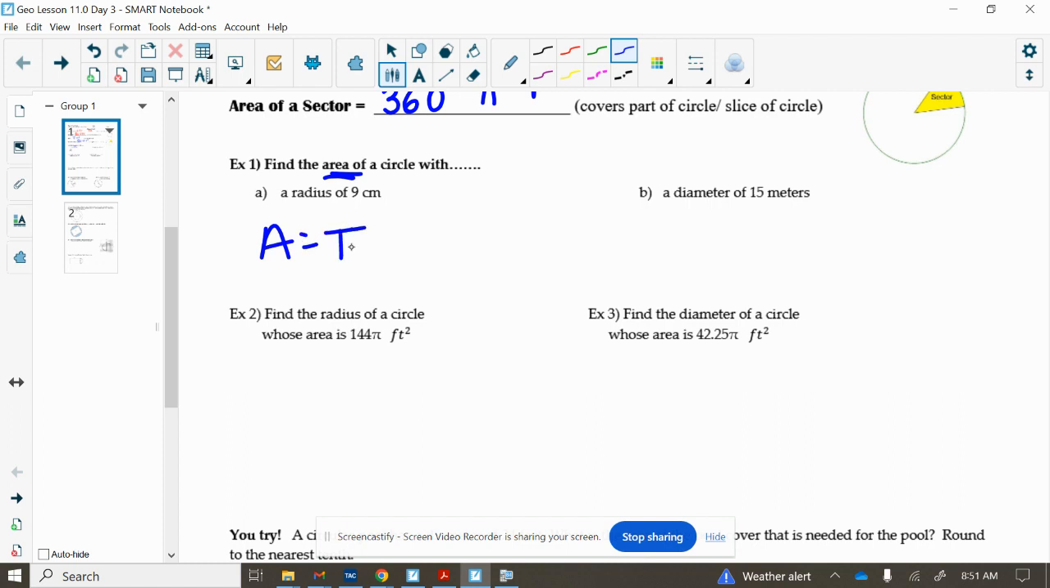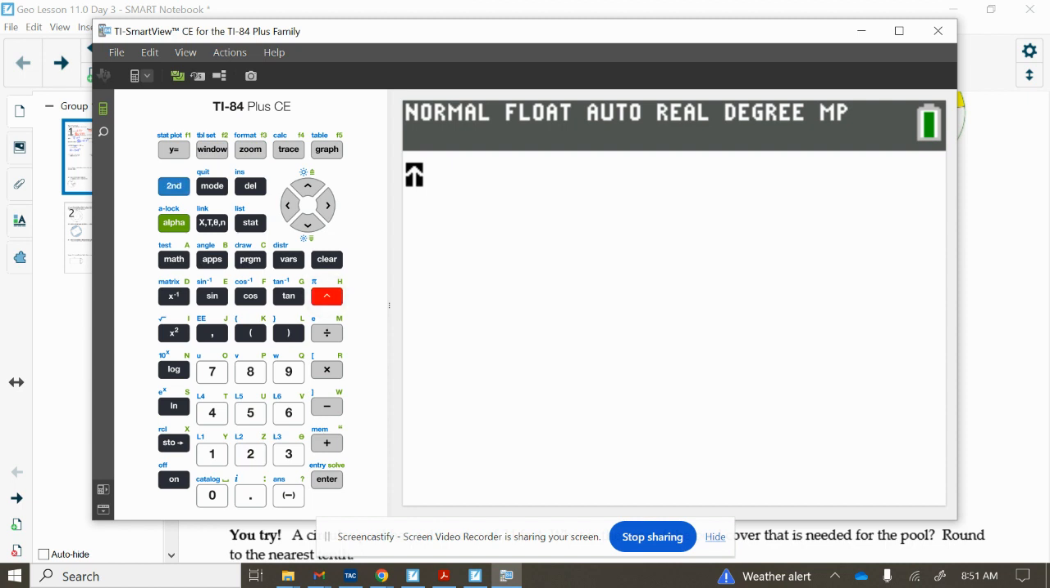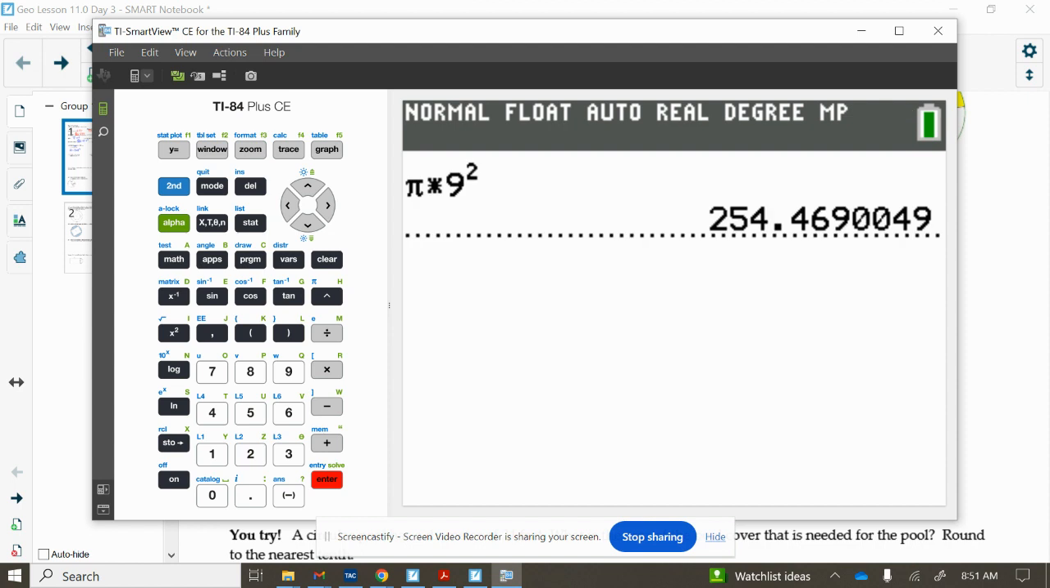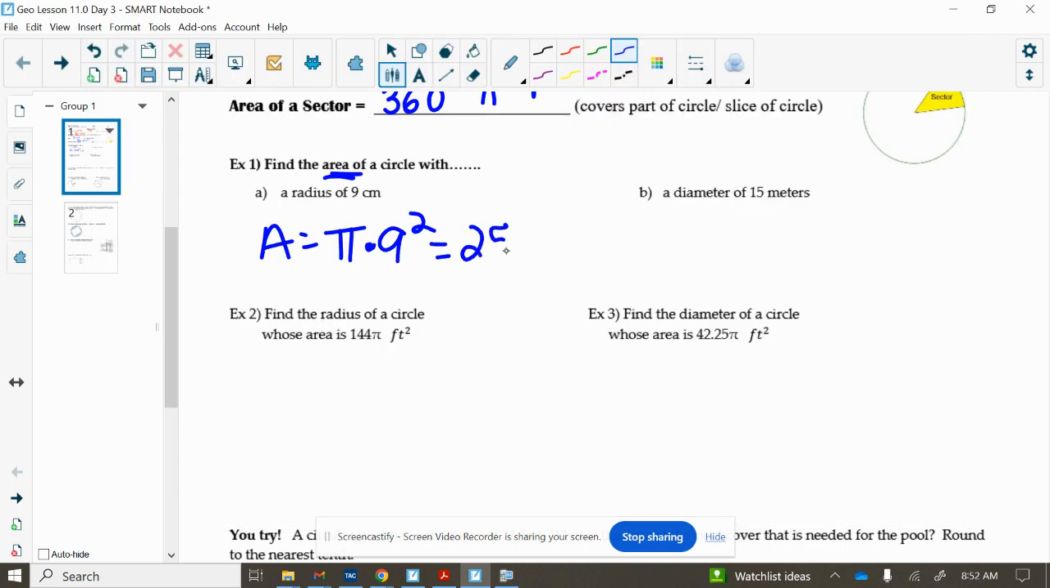So we're going to type that in as pi times that radius value squared. A reminder, on our calculators, we have the pi button, and that's going to give us the most precise approximation of pi. In this case, we'll just round to the nearest tenth. 254.5 would be our approximation for the area, and it's centimeters squared because area is always our unit squared.